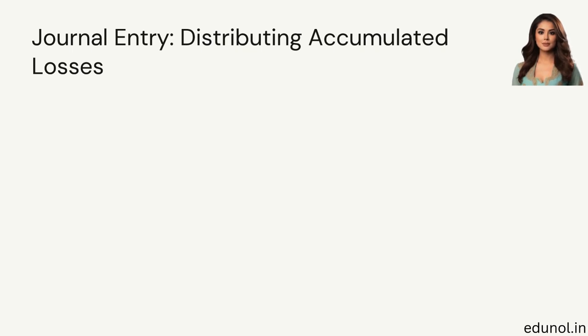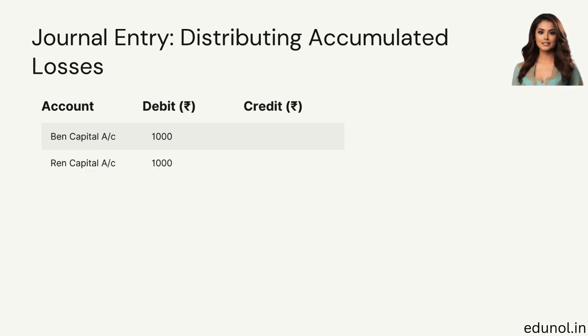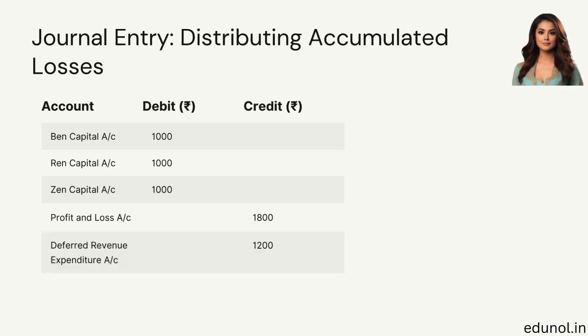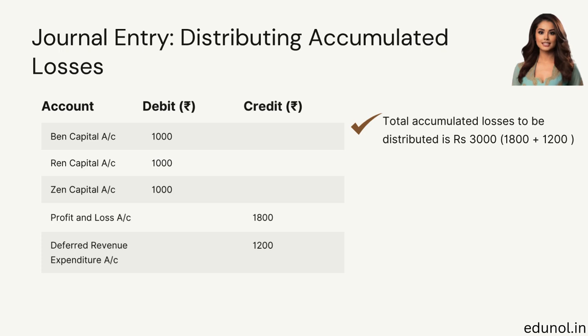The journal entry will be: Ben Capital Account debit by 1,000 rupees. Ren Capital Account debit by 1,000 rupees. Zen Capital Account debit by 1,000 rupees. Profit and Loss Account credit by 1,800 rupees. Deferred Revenue Expenditure Account credit by 1,200 rupees. Total accumulated losses distributed are 3,000 rupees.